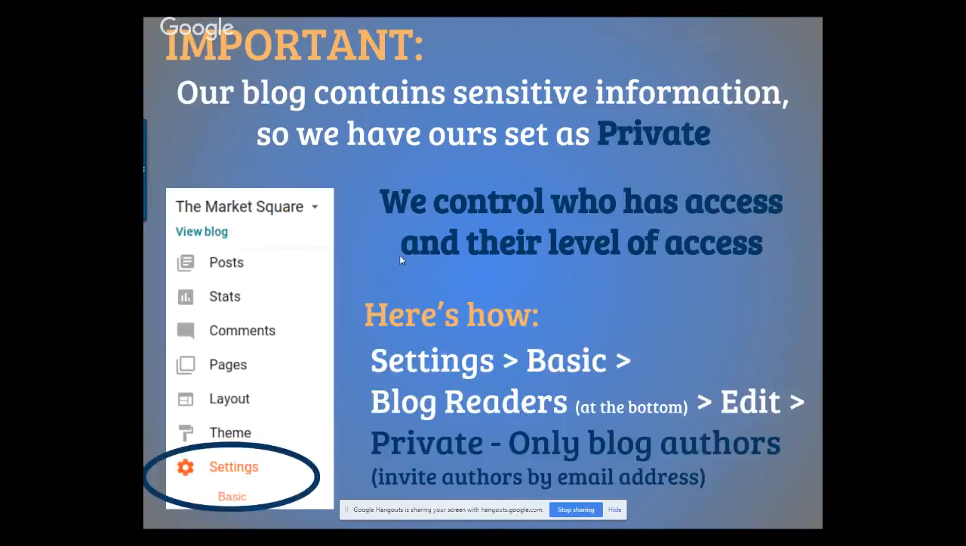So when you go into your Blogger and you go into settings, this is where you get to that option to make it private. You go into settings and then basic, blog readers all the way at the bottom, and then click edit and choose private, only blog authors. And then you're going to add users or add authors, and you just type in their email address. It's just as easy as that.